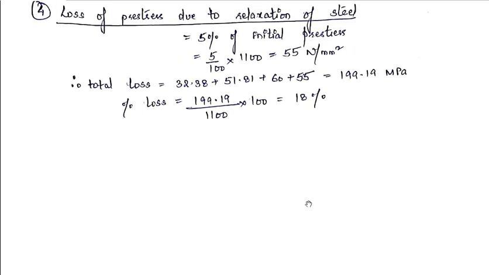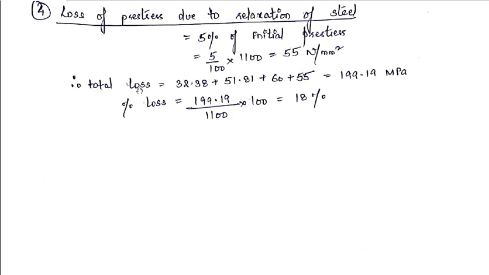Now let's find out the last loss of pre-stress due to the relaxation of steel, and it is given in the question that we can take it as 5% of the initial pre-stress. So 5% means 5 by 100 of the initial pre-stress. Initial pre-stress is 1100. So this value will come out to be 55 Newton per mm square.